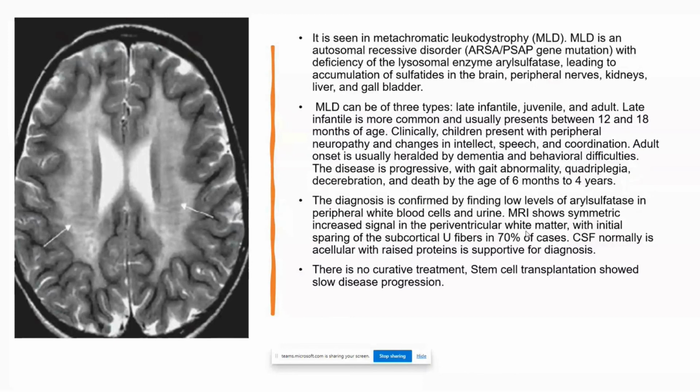In 70% of cases, MRI shows an increased signal in the periventricular white matter with initial sparing of the subcortical U fibers and the perivascular white matter sparing. CSF is normally acellular with raised protein and is usually supportive for diagnosis. There's no curative treatment, but stem cell transplantation has shown some slowing of progression.